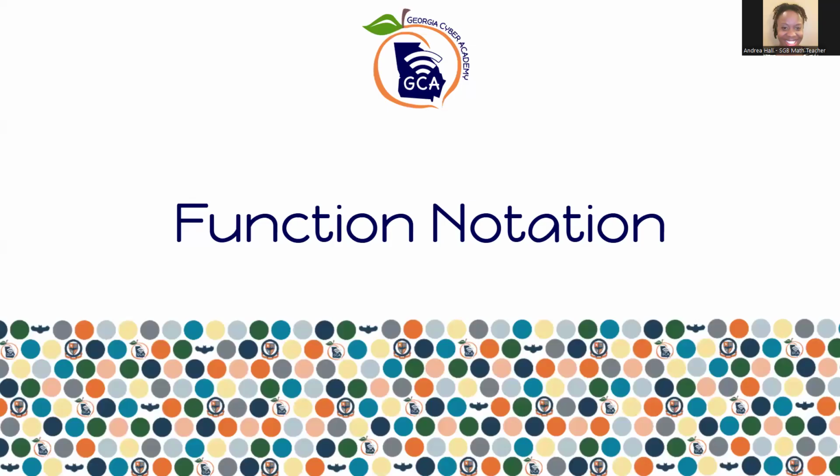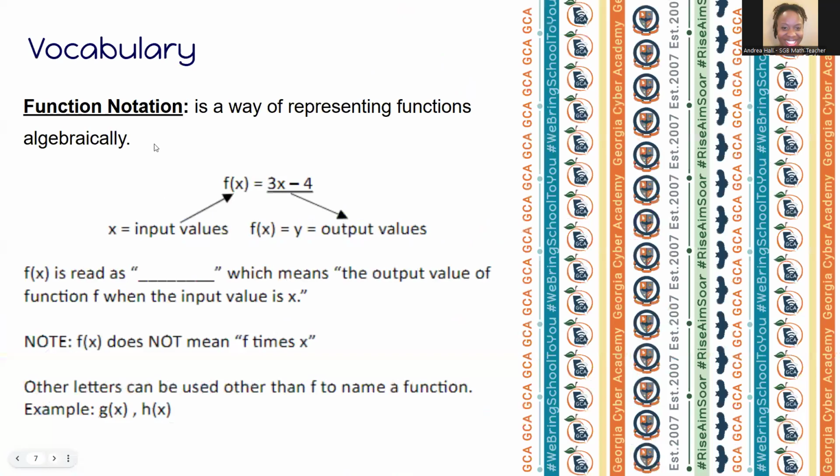All right, welcome to our lesson on function notation. Function notation is a way of representing functions algebraically. f of x equals 3x minus 4. That x represents the inputs, and then the 3x minus 4, the f of x equals y, is your output values.